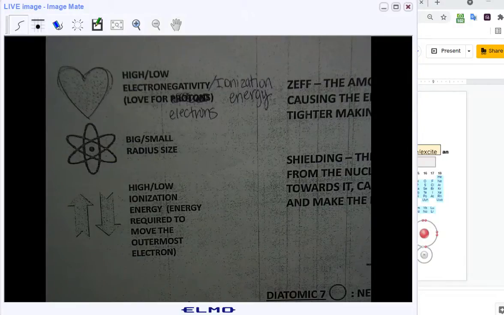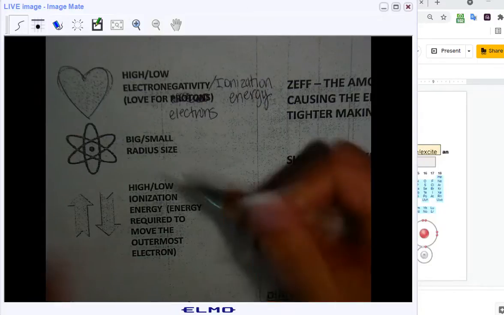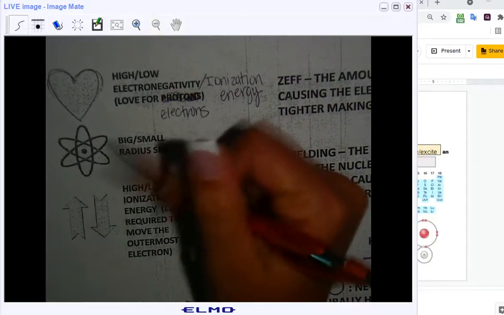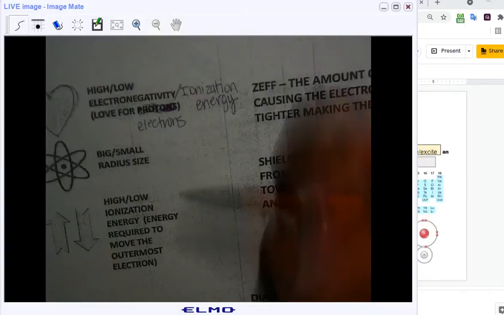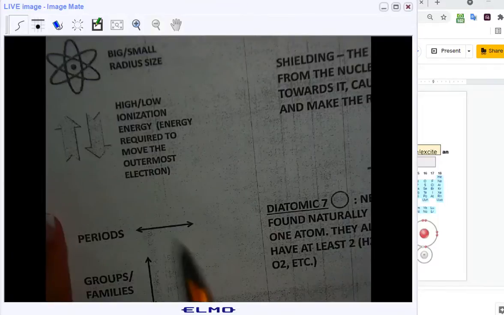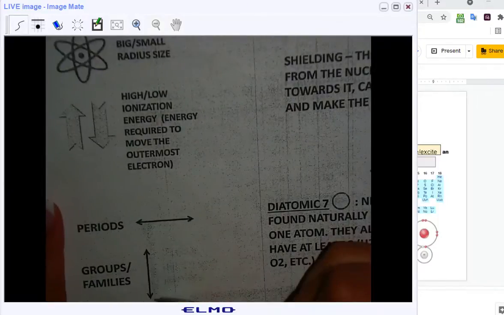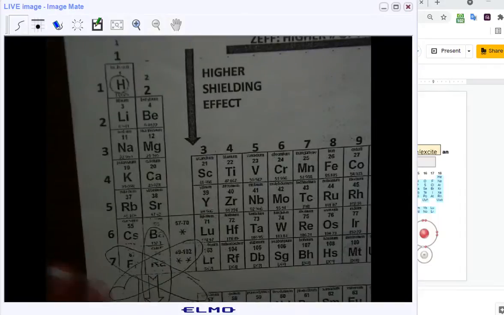And that is us personifying an atom. Please, just on a side note, they're not living things, okay? I think you guys got that, though. All right, and then the atom-looking one is your radius size. That's what that's showing, okay? Then you have the reminder of periods versus groups, okay? All right, so flip this back over to the periodic table.